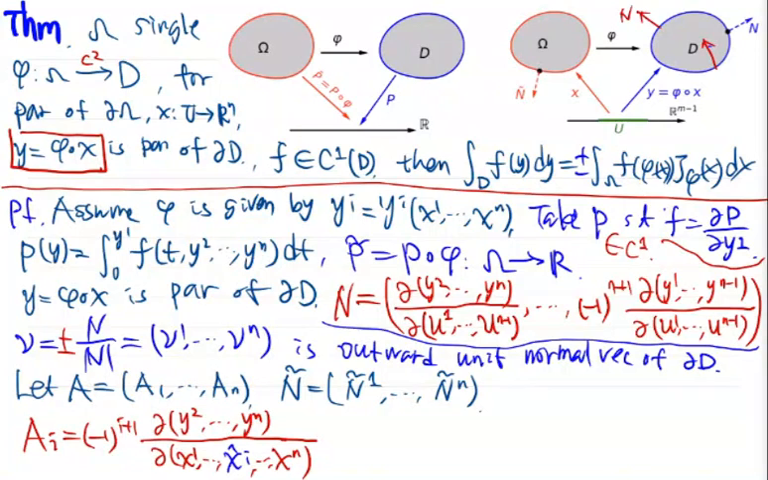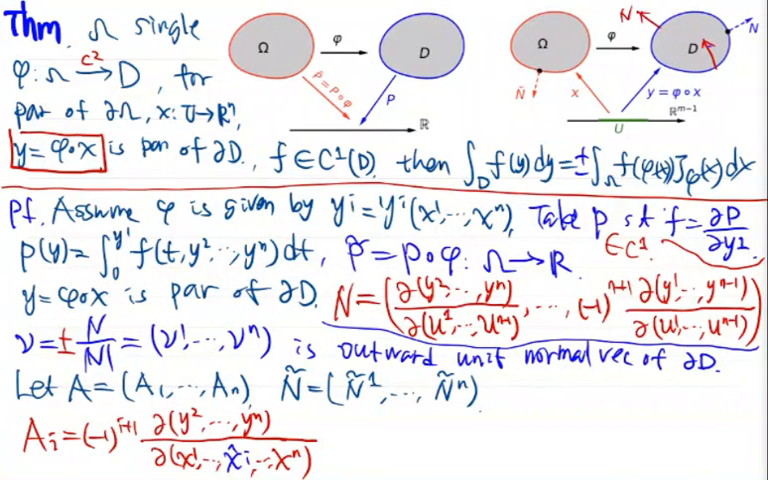This is AI. Here the xi with a hat, written in blue, means that xi is missing. That is, this AI is (-1)^(I+1) multiplying the Jacobian determinant of y2, y3, ..., yn with respect to x1, x2, ..., xi minus 1, and then xi plus 1, xi plus 2, and then xn. Xi is missing. Okay, this is AI. This is the ith component of our vector field A.